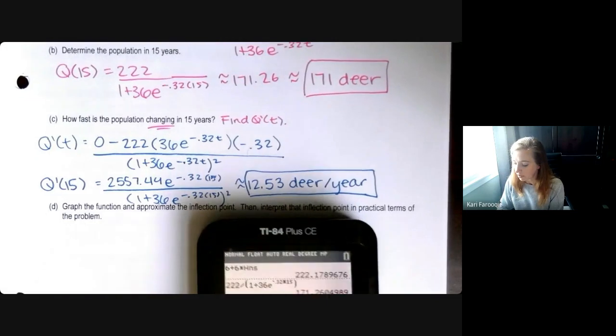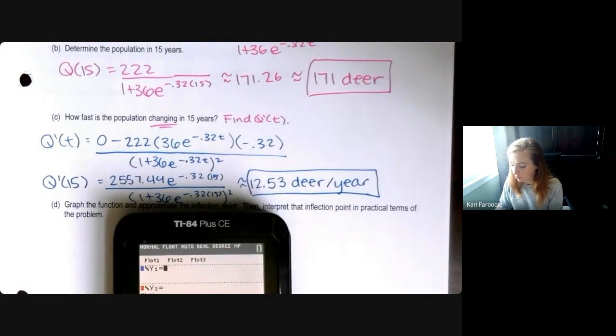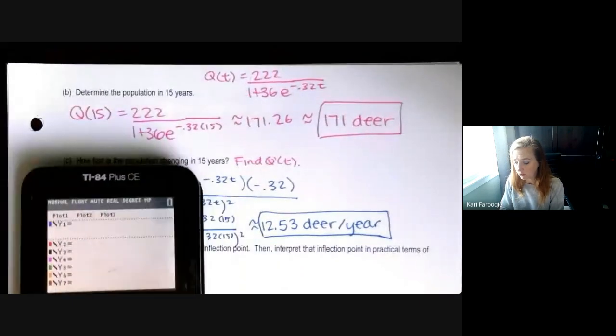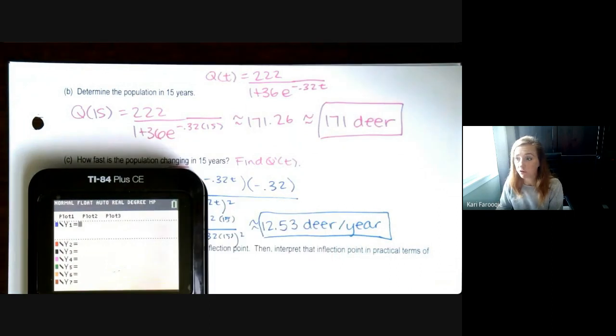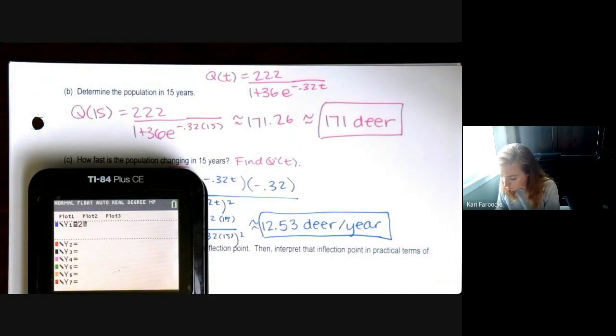Let's see. Into the graphing calculator now. My function is q of t. I don't want to put in q of 15, that's just a value, but I want to put in my q of t function that depends on the variable with respect to time. So 222 divided by parenthesis 1 plus 36 e to the negative 0.32 t. Oh, it's x for us. Don't change it to t. Your calculator will be confused.